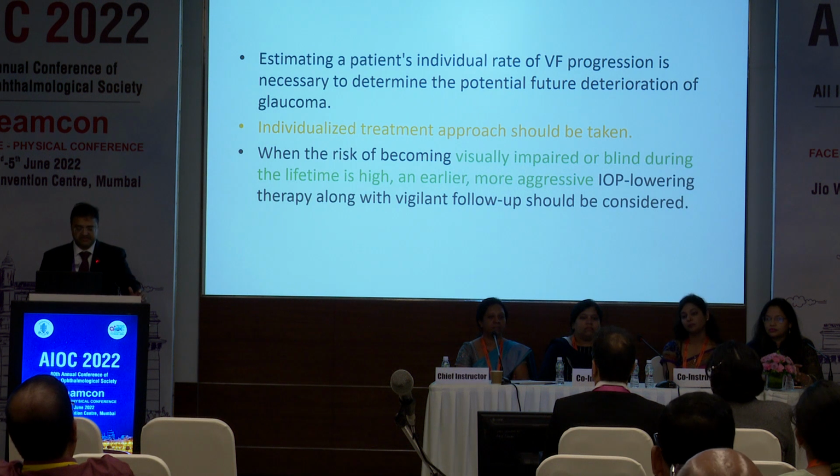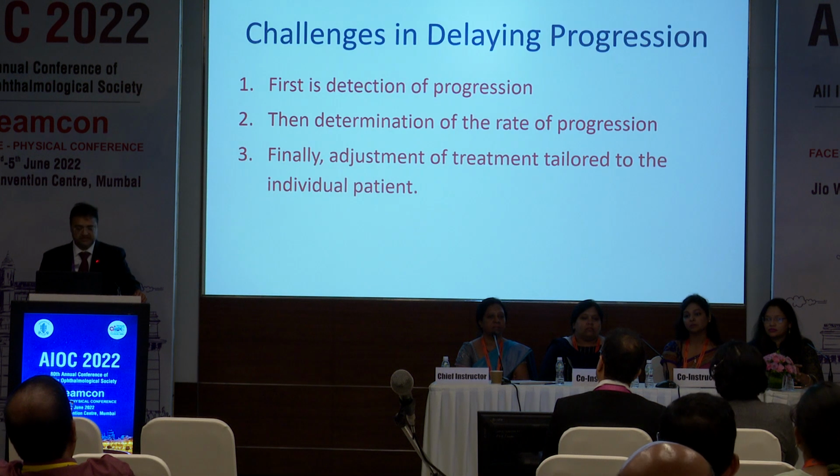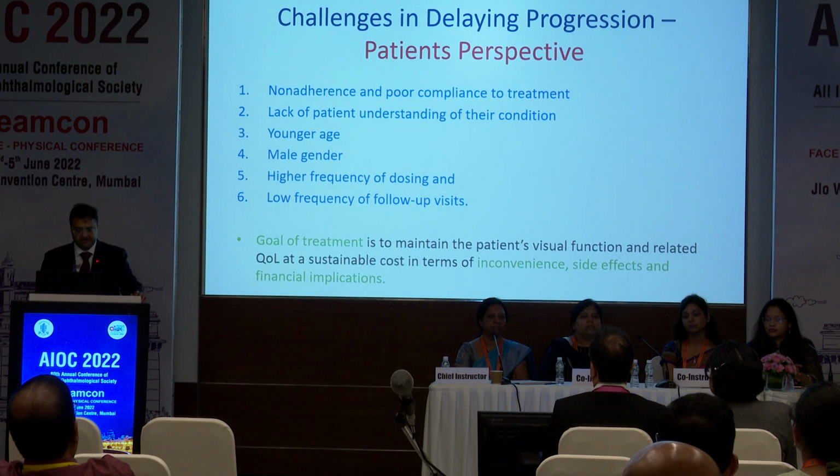So estimating a patient's initial rate of progression is very necessary. An individualized treatment approach should be taken, and when the risk of becoming visually impaired or blind during the lifetime is high, earlier and more aggressive IOP-lowering therapy should be initiated. So what are the challenges in dealing with progression? First, there is detection. Second is determination of the rate of progression, and finally is the adjustment of the treatment tailored to the individual rate of progression.